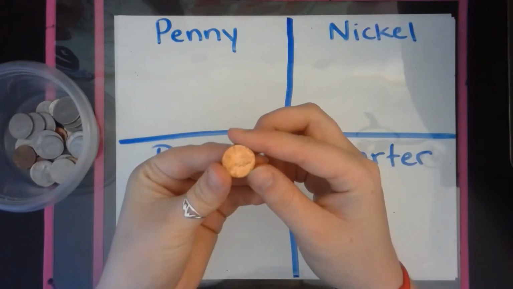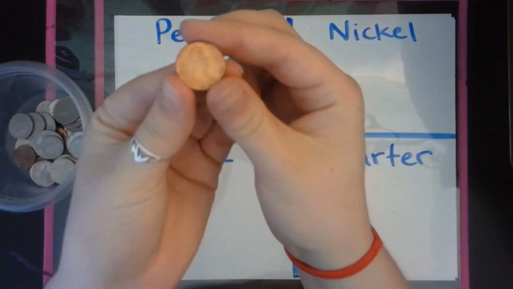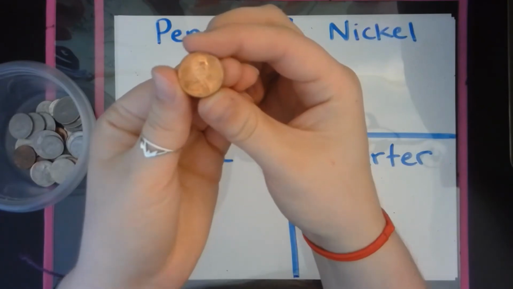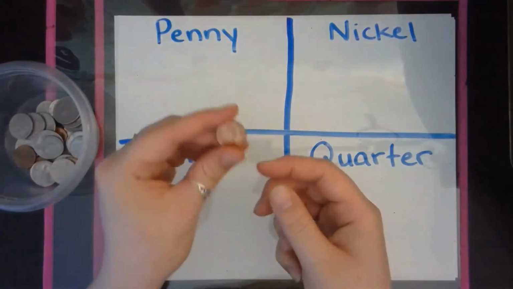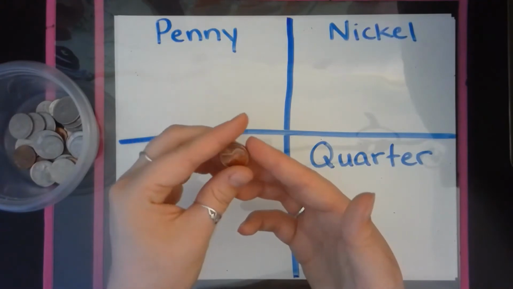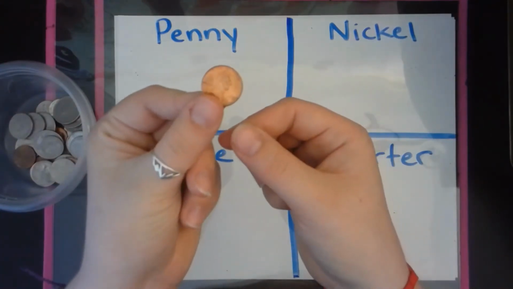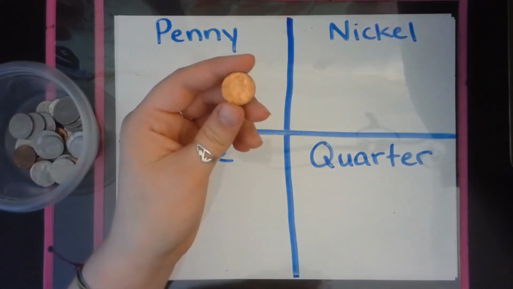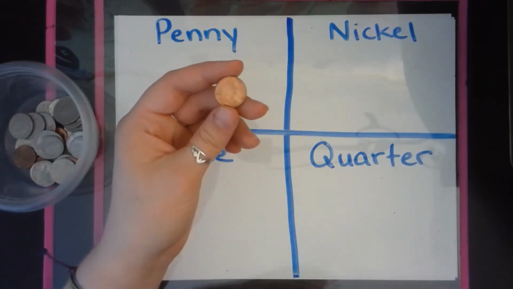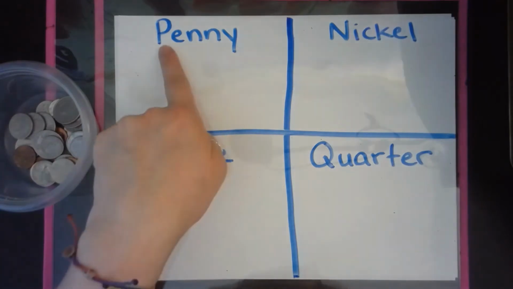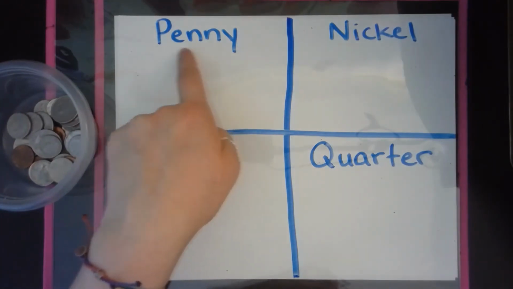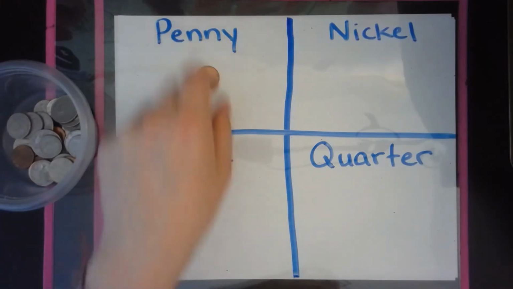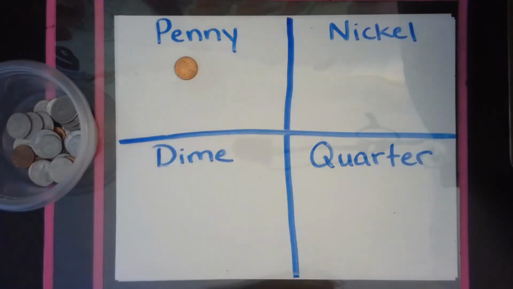Let's start with this coin. This coin is called a penny. Say it with me. A penny. It is worth 1 cent and it is the only coin that is a copper color. Penny starts with P, and I know P says p, so I can see that this word is penny because it starts with a P, and P says p, so my penny goes right here.